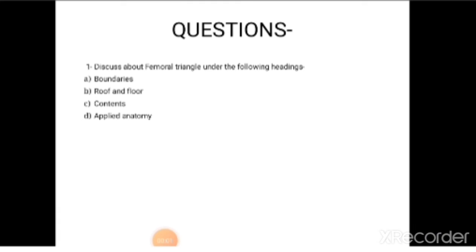Now after completion of the topic, the femoral triangle, we will discuss the questions related to this topic which can be asked in your exams. First question: discuss the femoral triangle under the following headings. These are boundaries, in which we mention the boundaries of the femoral triangle and its location, and then we discuss the roof and the floor, which are the structures forming the roof and the floor of this femoral triangle, and what are the structures in the femoral triangle, that will come under contents. Then the related clinical aspects like femoral hernia, etc. Then in this we also draw the diagrams.